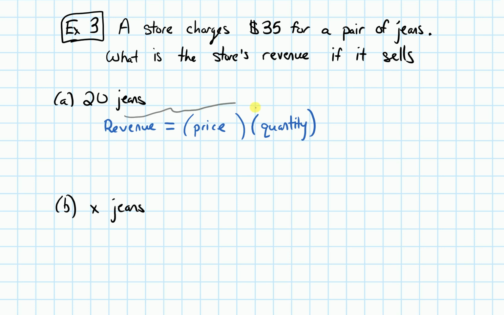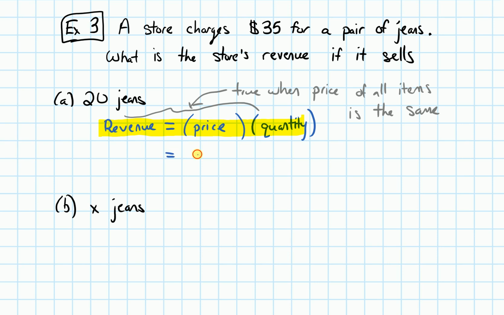And this formula is true when the price of all the items, in this case all copies of this item, is the same. So if some of the jeans cost $35, but some of the other jeans cost $40 and some other ones cost $15, we couldn't use this formula. We'd have to break it down a little bit more. But when all the items have the same price, we can use this formula. Okay, so this is an important formula, so I'm going to highlight this. Revenue equals price times quantity.